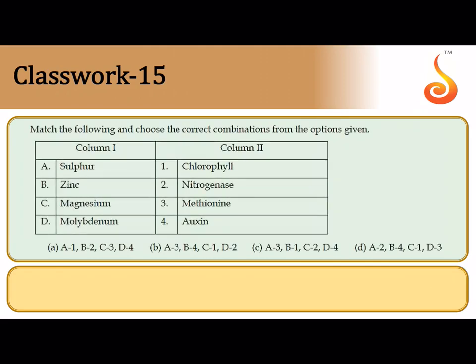Let us match the following now. Sulfur is a component of amino acid methionine. Zinc is required for synthesis of a plant growth regulator called auxin. Magnesium, like I told you, is the part of the ring structure of chlorophyll molecule. Molybdenum is required for the functioning of two enzymes, nitrate reductase, and one of them is nitrogenase. Okay, so A3, B4, C1 and D2, the answer will be the second option.